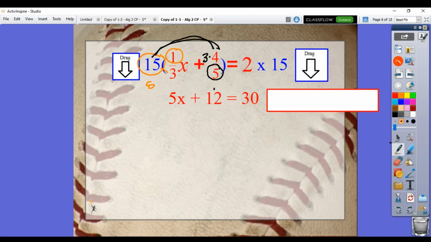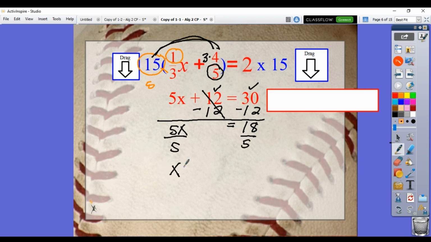Since 12 and 30 are like terms, I'm going to subtract here by 12, subtract here by 12, cross it out, drop the 5x is equal to, what's 30 minus 12, it's going to be 18, and then divide everything there by 5. So my answer is x equal to 18 over 5.